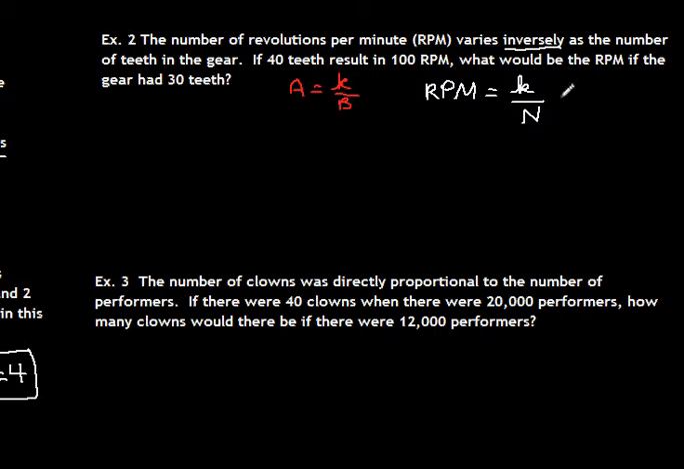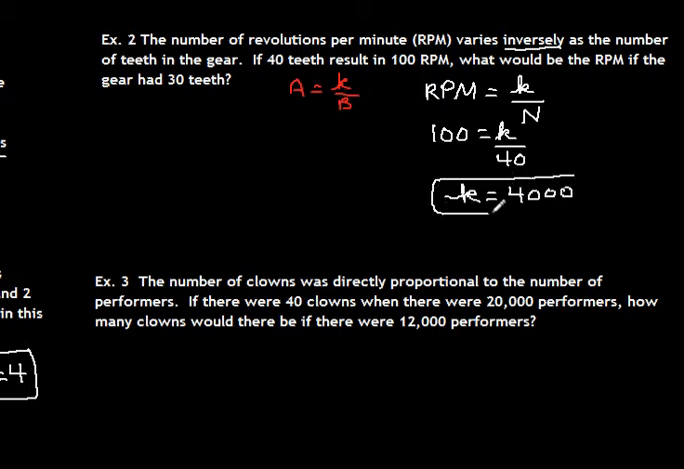Now once we have this set up with the right variables, we just substitute in. If 40 teeth result in 100 RPM, okay, they're trying to trick us here. So we put 100 here, and we have 40 teeth. I should have called that T, that would have been more fun. So we get K equals 4,000, our constant of proportionality.